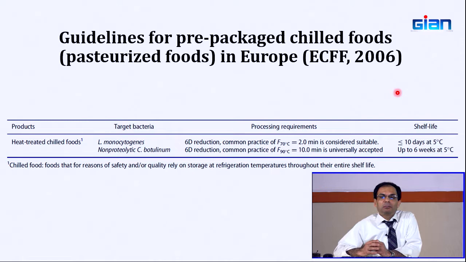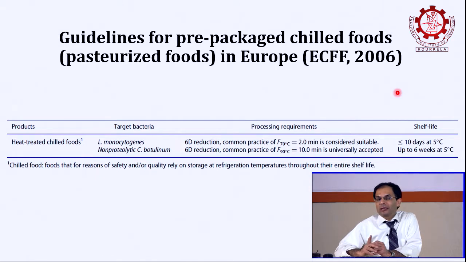They consider pre-packaged chilled foods. The guidelines are specifically for pre-packaged chilled foods. They consider either a Listeria 6D reduction, which is 70 degrees C for 2 minutes, and that gives you a shelf life of less than 10 days at 5 degrees C. The other pasteurization process is a 6-log reduction of non-proteolytic C. botulinum, where the process conditions are 90 degrees C for 10 minutes. And that gives a shelf life of 6 weeks at 5 degrees C.